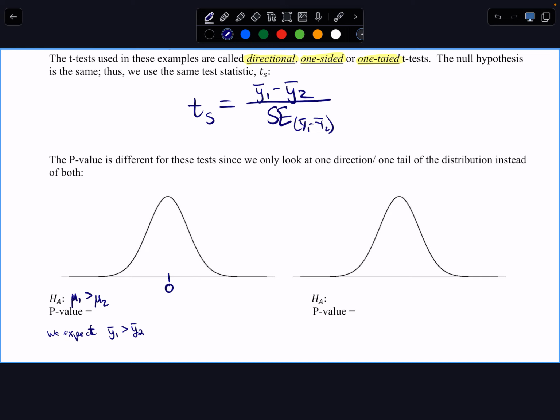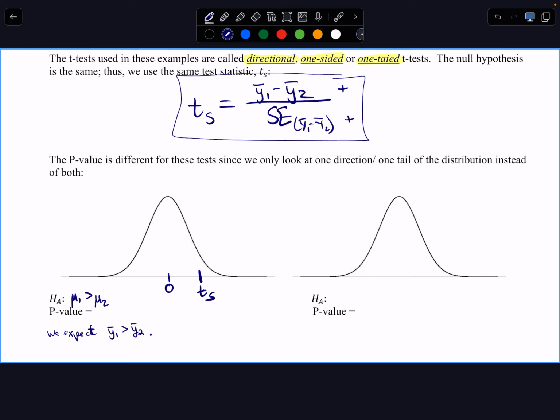Now, if this is the case, then what do I know about the value of my test statistic? My test statistic is up here. If y bar 1 is greater than y bar 2, what do I expect my test statistic to be? Positive, right? Because when I do y bar 1 minus y bar 2, the numerator is going to be positive, and that denominator is always positive. A positive divided by a positive is a positive. So I know my test statistic should be over here most of the time.